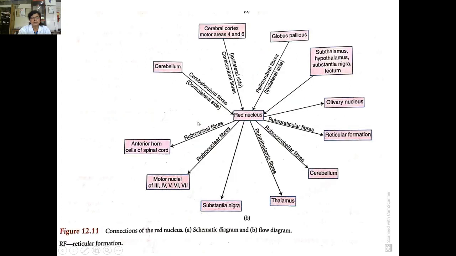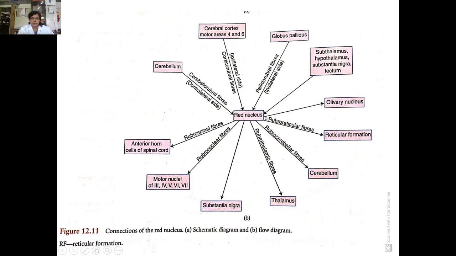rubroreticular. This flow chart shows connections, that is afferents and efferents of the red nucleus. So it mainly receives afferents from the cerebellum, that is the cerebello-rubral, from the contralateral side, then from the cerebral cortex, that is the motor area 4 and 6, from the same side, then from the globus pallidus, that is the pallido-rubral fibers from the same side, then from the thalamus, subthalamus, substantia nigra, and from the tectum. So these are the afferents.